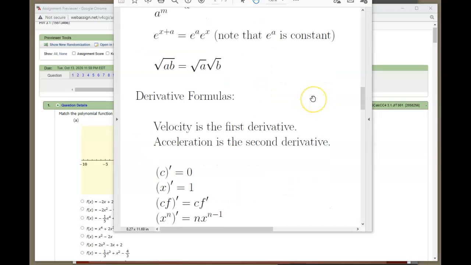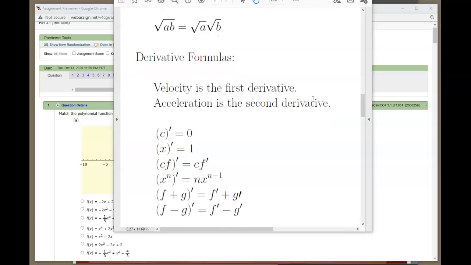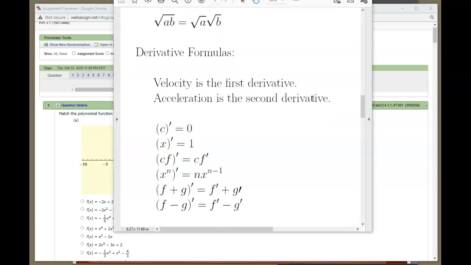So we need some derivative rules, and here they are. C prime is equal to 0, so if you take the derivative of a constant, that's 0. The derivative of x is just 1. If I have cx, the derivative would be c. And that comes from this next one. I can just multiply by the derivative.